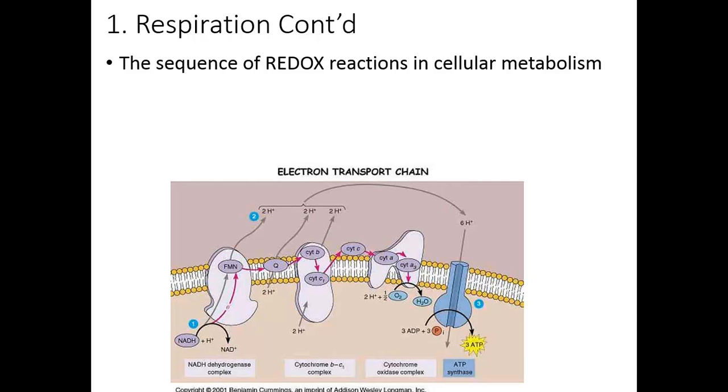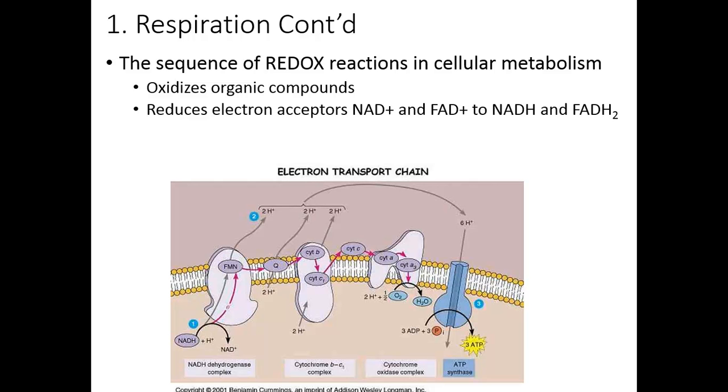So the sequence of redox reactions in cellular metabolism oxidizes organic compounds. So it takes energy away from them. It takes electrons away from them. And it reduces our electron receptors NAD+ and FAD+. Okay, FAD+ is very similar to NAD+. And they become NADH and FADH2. So now they have these hydrogen ions, they have these hydrogen molecules on them.